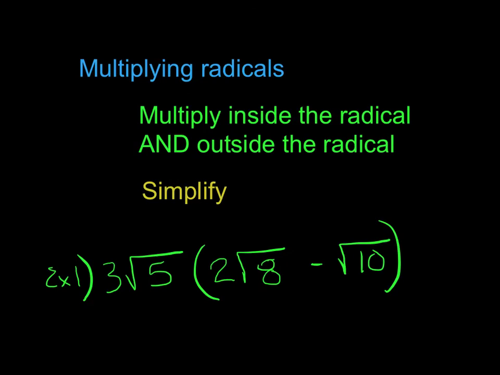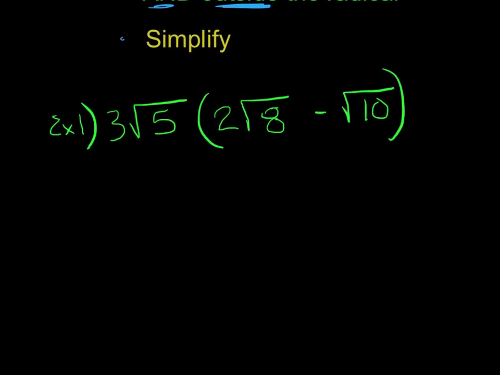Alright, let's dive into some multiplying radicals. So here's our rules. We're going to multiply inside the radical and outside the radical. And then lastly, we'll just simplify. So example 1. 3 radical 5 times the quantity 2 radical 8 minus radical 10.